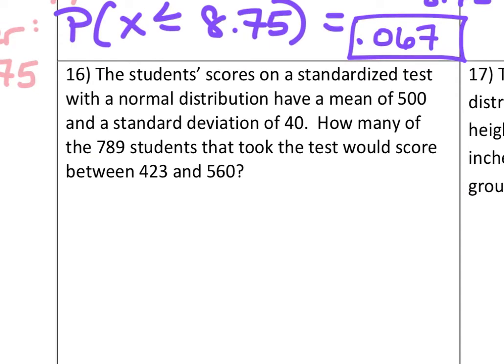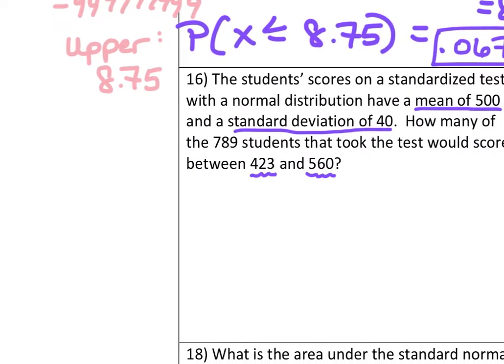Now for number 16, we're given the mean is 500, standard deviation is 40. And if it's asking about numbers between 423 and 560, it should be clear to you that those aren't exact plus or minus 1 or 2 or 3 standard deviations. And so I would just use the normal CDF on your calculator. So again, the mean is 500 and the standard deviation is 40.